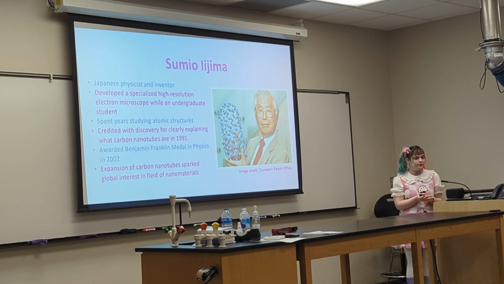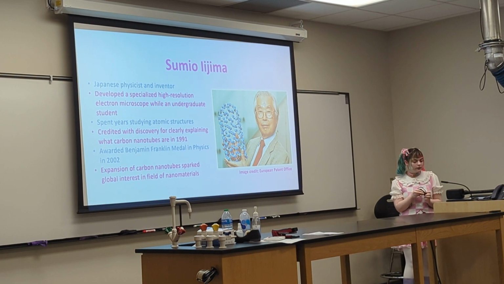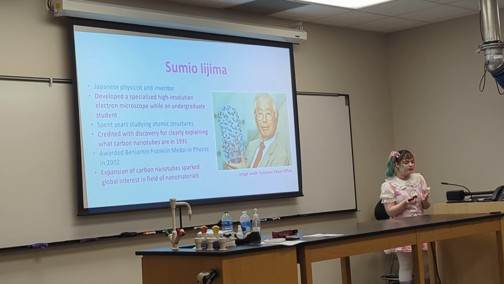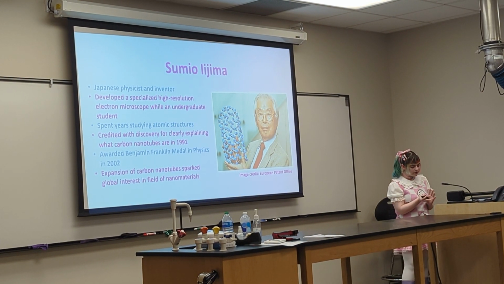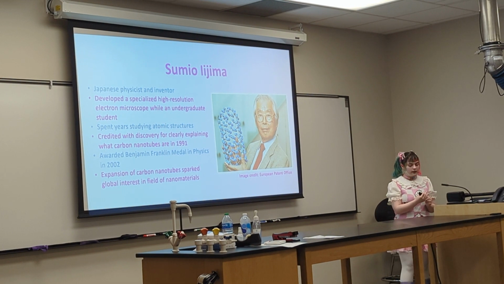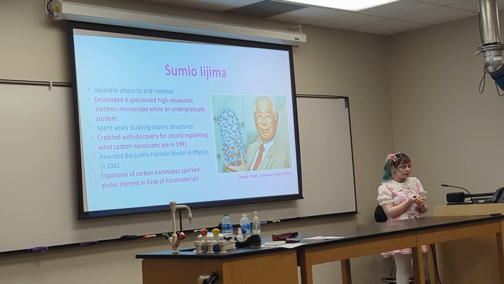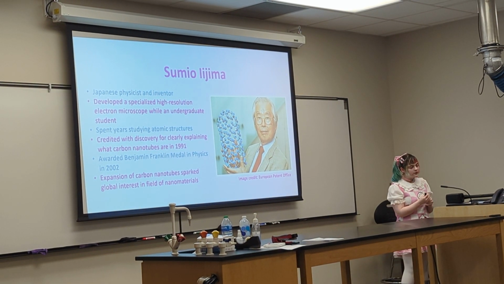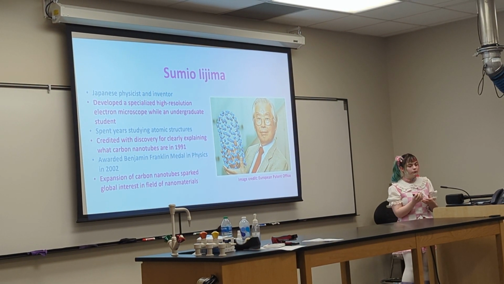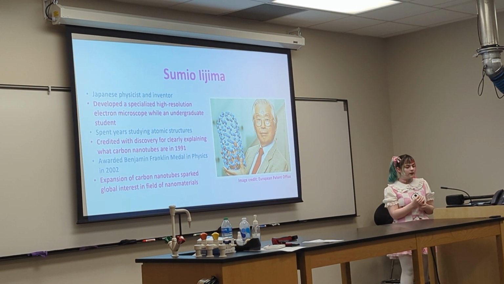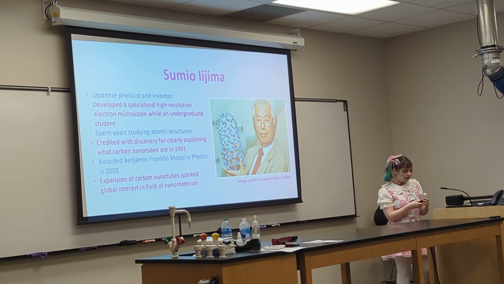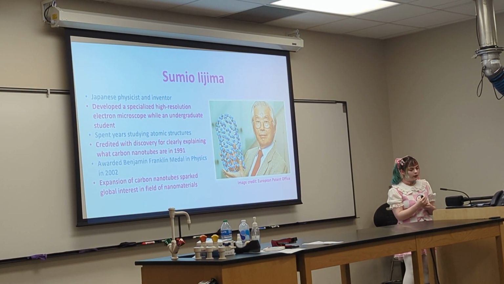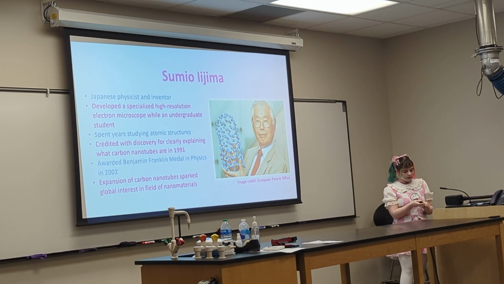Sumio Iijima is first accredited with discovering carbon nanotubes. Many other people had observed them before, but they never presented them with enough context to be considered a fleshed out discovery. Iijima developed the electron microscope used to view these atomic structures as early as when he was an undergraduate student, and he spent years researching them and piecing together enough background information to say what carbon nanotubes really are.